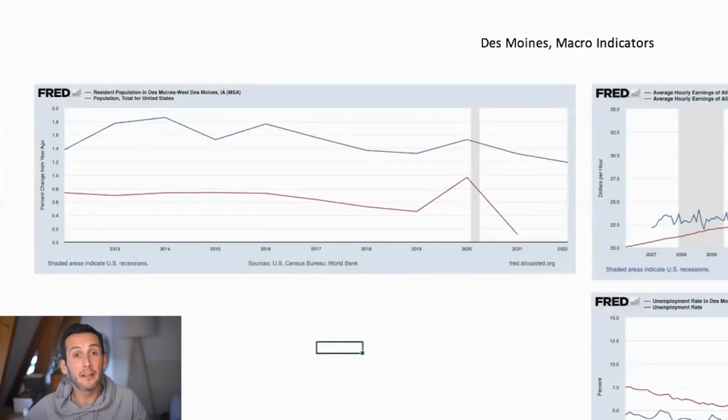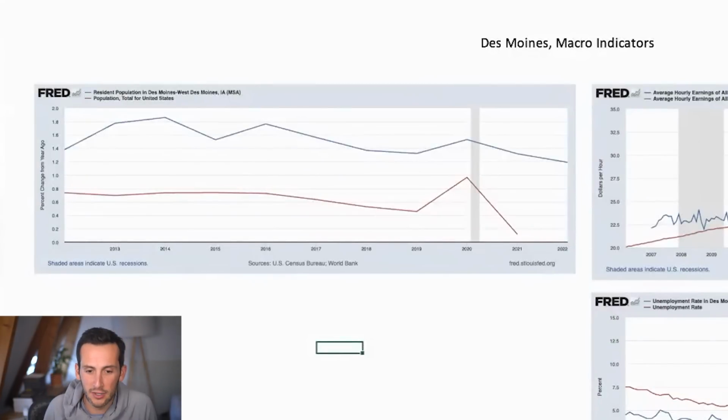That probably doesn't make a lot of sense to you without context. So I put in the number, the red line below is the average for the US. And so you can see the average for the US is about 0.7% per year. So Des Moines is growing about twice as fast as the US average, which is really good. I like to see that.